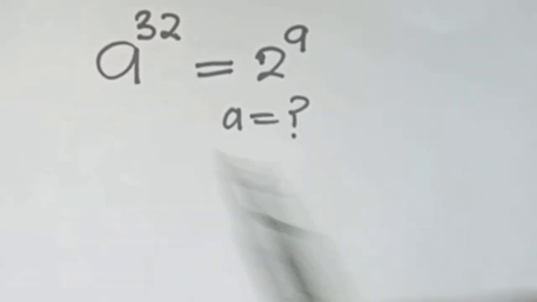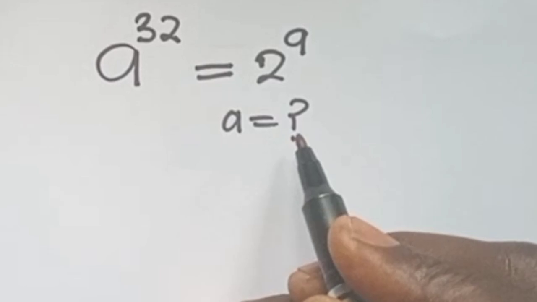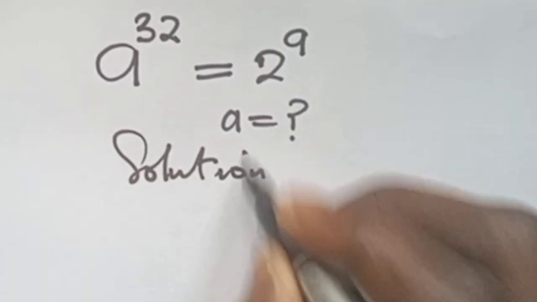Hello everyone, so today we have a to the power of 32 equals 2 to the power of a, and a is the unknown. We're going to solve together. Let's take the solution.